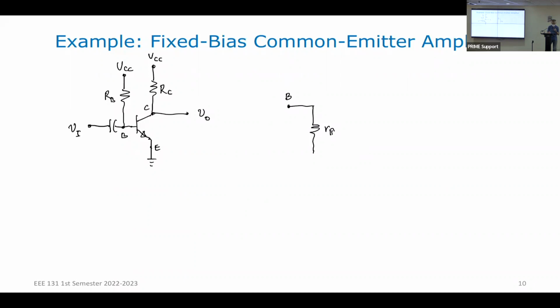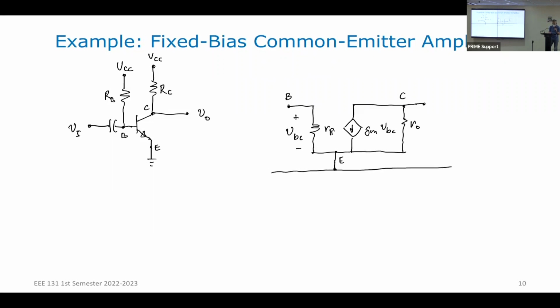Okay, so from base to emitter, you have R pi. So this is our emitter. From collector to emitter, this is GM VBE, where VBE is this voltage, your base to emitter voltage. Take note, we use lowercase for only taking into consideration the AC component. And then between your collector and your emitter, what do we have? We have R sub O. So that is the small signal model of our transistor. And then we have to add our external components.